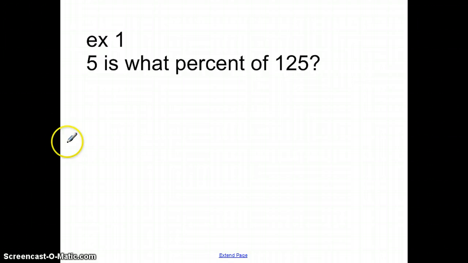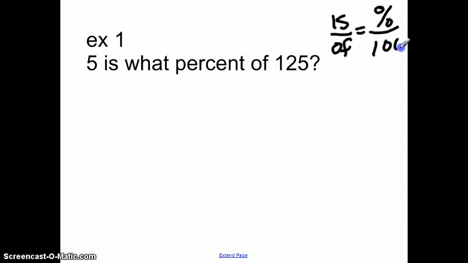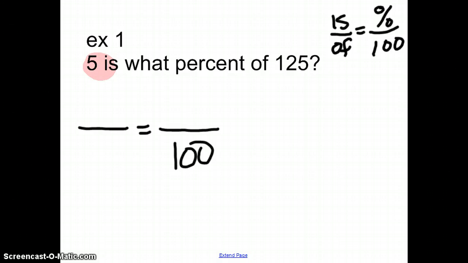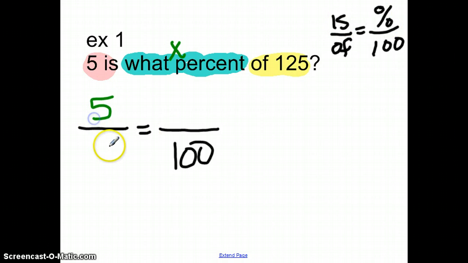So first of all, example number 1. 5 is what percent of 125? I'm still going to be using this guideline. So I'm going to set this up with my 100 in there. And then I want to take a moment to just dissect what's going on. This 5 is going to be my "is." My "of" is 125. And if it says "what percent," that means that I don't know what it is, so that's probably going to be where my x happens. So "is" goes in the top of the fraction, so 5 is going to go here. 125 is the "of," that's going to go down here.